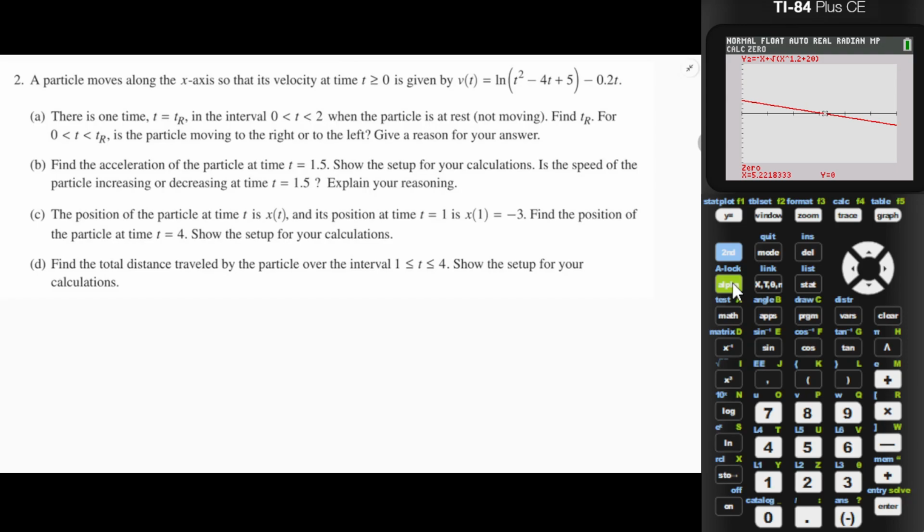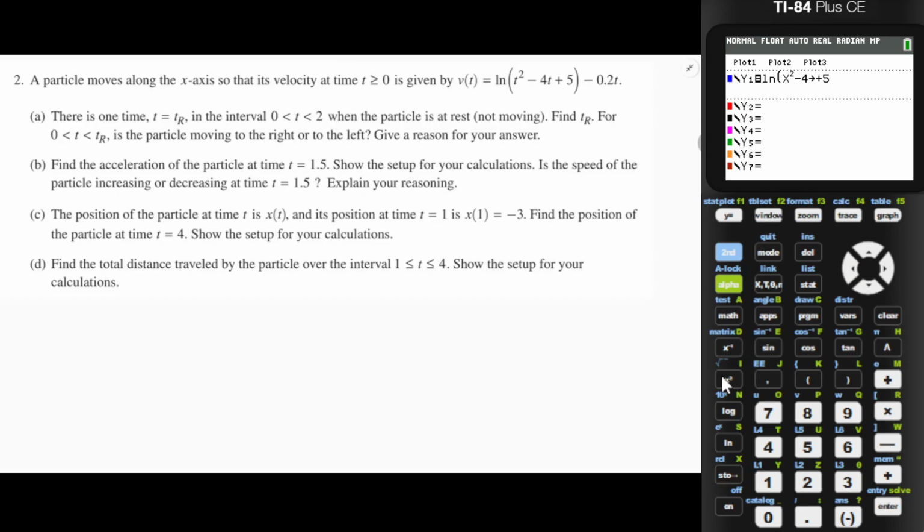It looks like I've got something else going on here, probably from the BC exam. So we're just going to clear the RAM and come over here and say, all right, V of t is equal to natural log of t squared minus 4t plus 5. I must have pressed the wrong button there. Okay, I wanted an X.